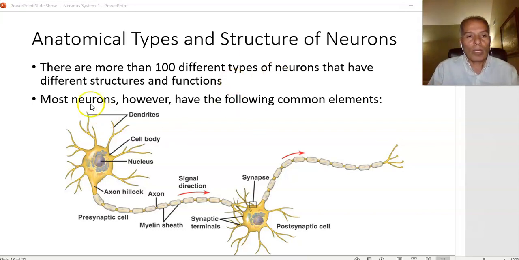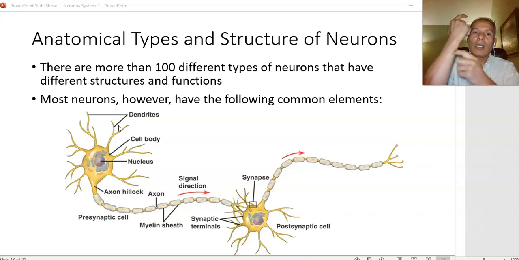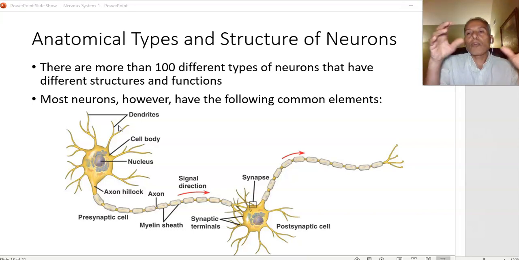So dendrites receive signals. Dendrites never send signals. They receive signals either from your skin, for example, or from other neurons.